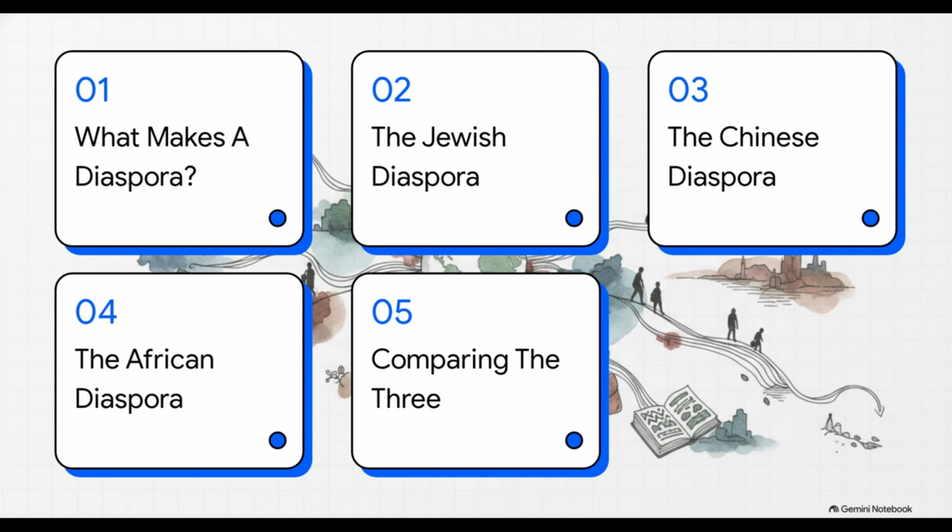So here's how we're breaking it down today. First, what makes a diaspora? Second, the original Jewish diaspora. Third, trade and labor with the Chinese diaspora. Fourth, forced displacement and the African diaspora. And finally, we'll wrap up by comparing all three.